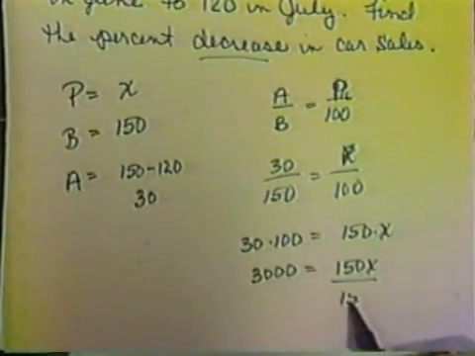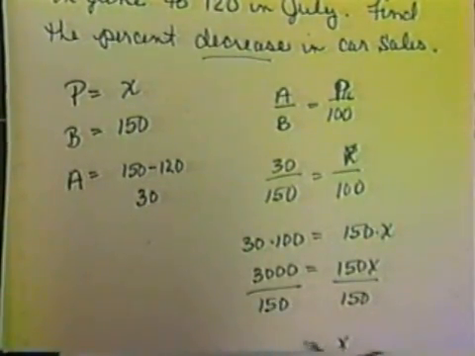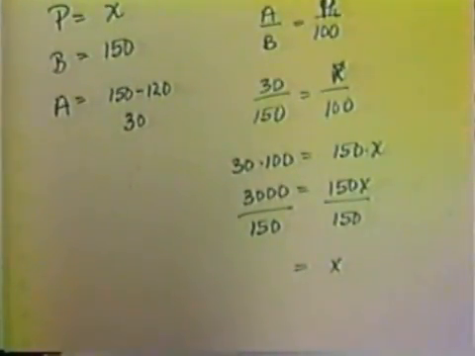Divide both sides by the number with the unknown. So we're going to divide both sides by 150. And we're going to take 3,000 and divide by 150. Now if you take 3,000 and divide by 150, what do we get as our answer? Okay, 3,000 divided by 150 comes out to be 20.